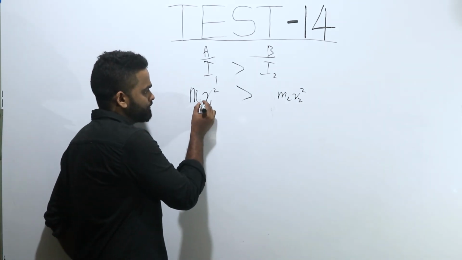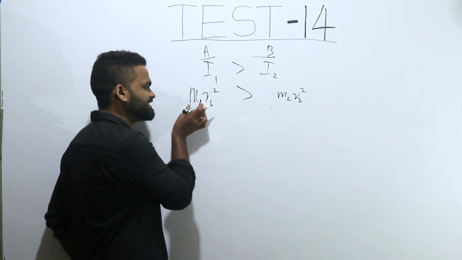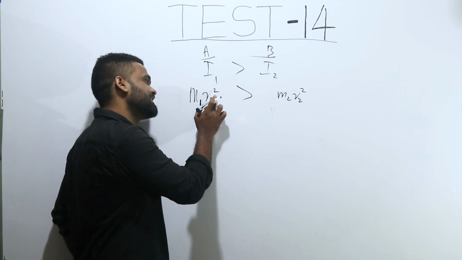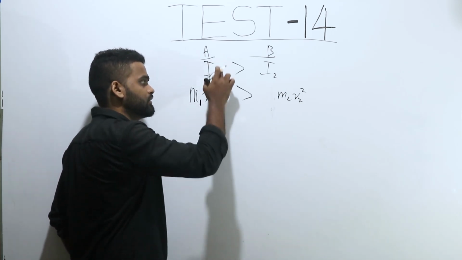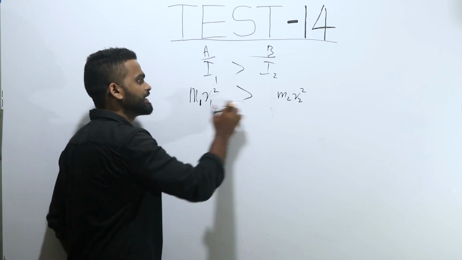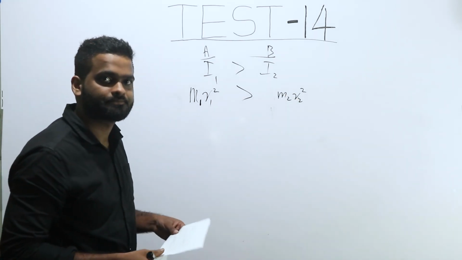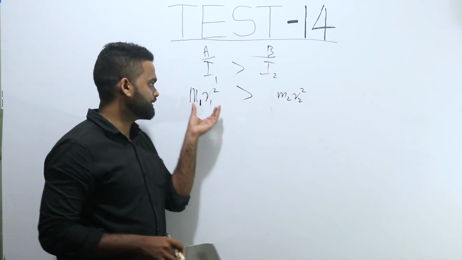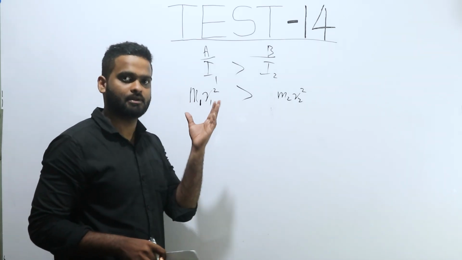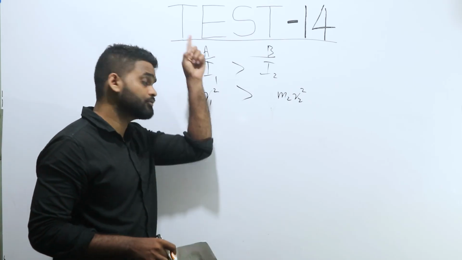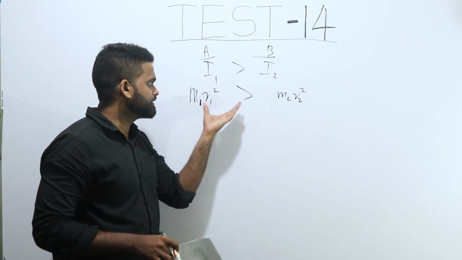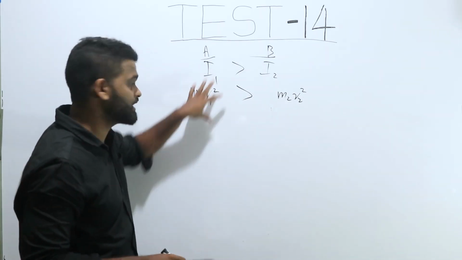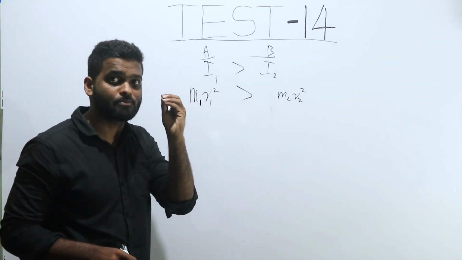I mean, the mass of A, that is M1, could be a small value, but if R1 is a large value, this inequality can still be satisfied. So we cannot say definitely that the mass is larger. Mass could be smaller and radius could be very large, and it's still satisfied. But we can say that this whole thing is larger, but we cannot single out mass there.